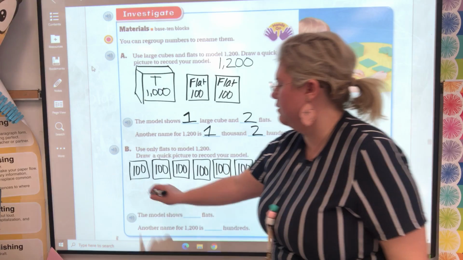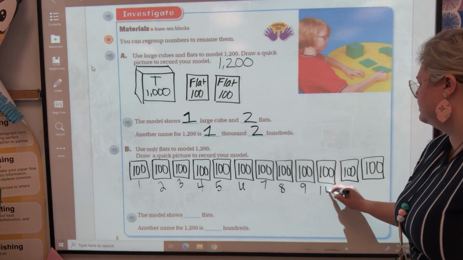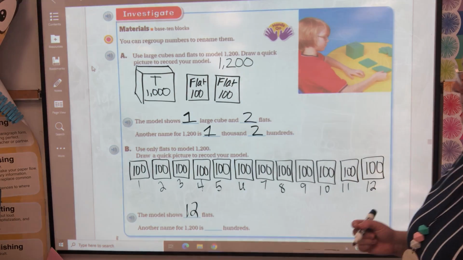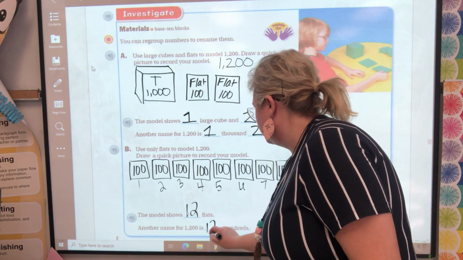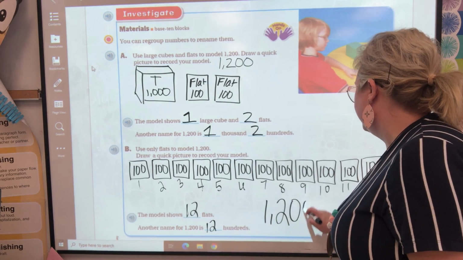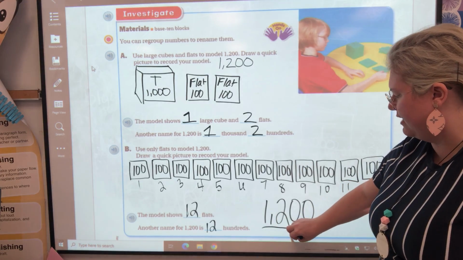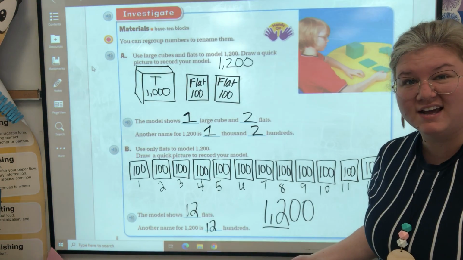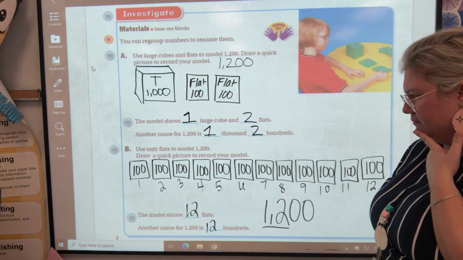How many flats are here? 1, 2, 3, 4, 5, 6, 7, 8, 9, 10, 11, 12. The model shows 12 flats. Another name for 1,200 is 12 hundreds. I want you to notice something. In our number 1,200, do you see the number 12 in there? I see the number 12 right there, separated by a comma. And when we have 2 zeros with a 1 in front of it, that's 100, right? 1,200. That might be something to help us check our answer. I'll remember that.